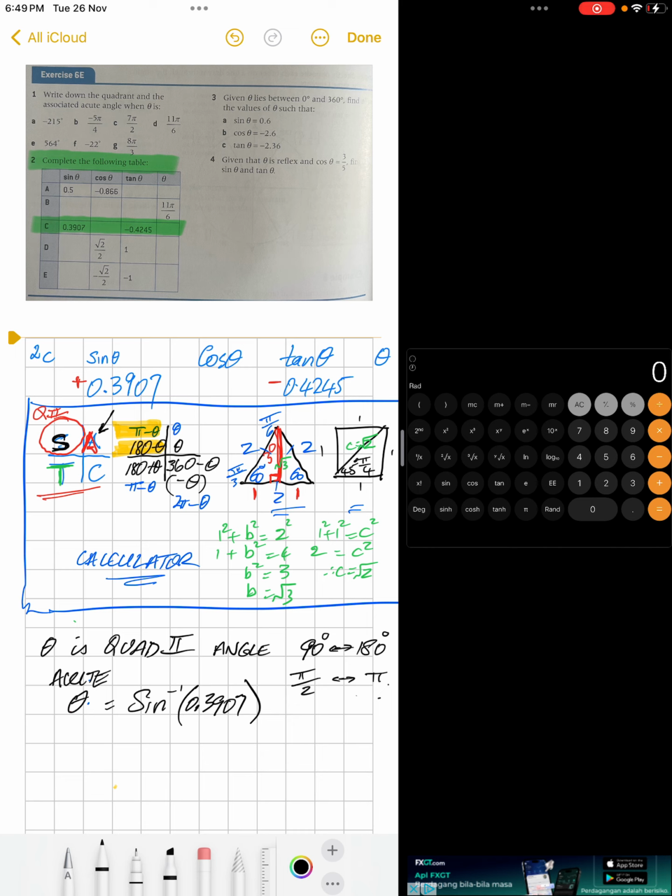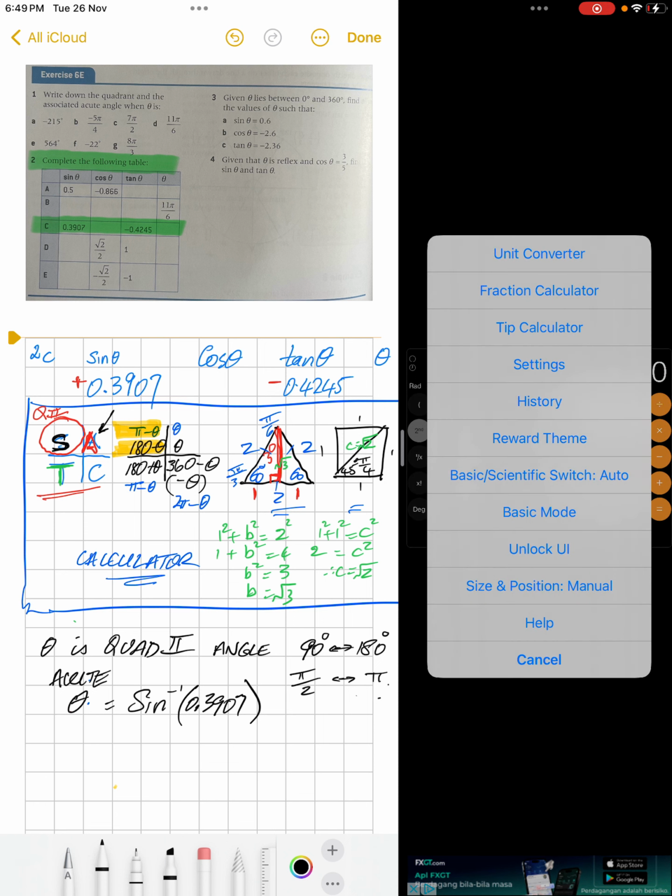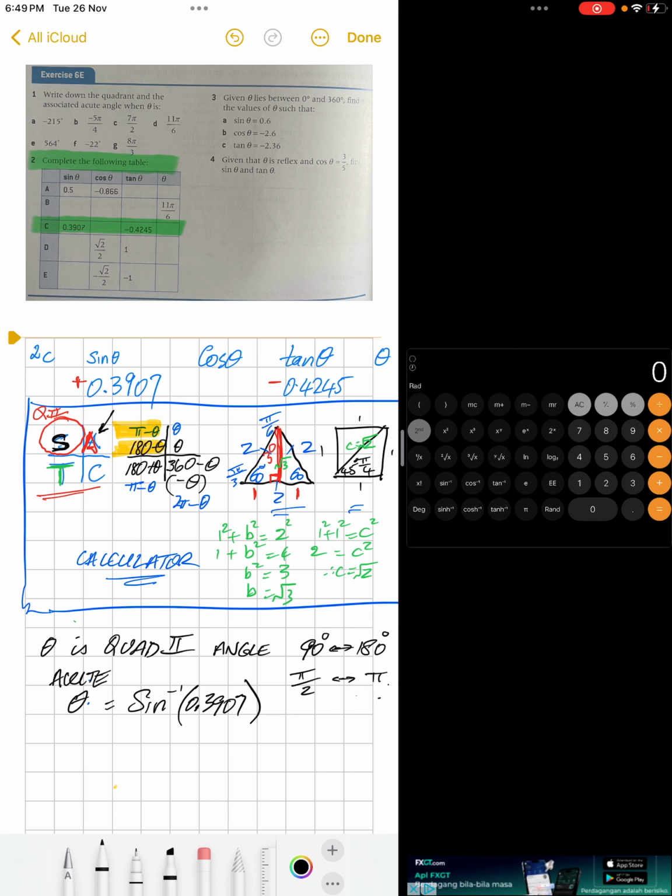On our calculator, I need to use the second function, and there you've got inverse sine. So you're going to have to look for inverse sine on yours. I put in 0.3907. I'm working in degrees, so let's hit the degree button so we get a little degree here. Now I press inverse sine. Therefore, theta is 23.0 degrees, to 3 significant figures.